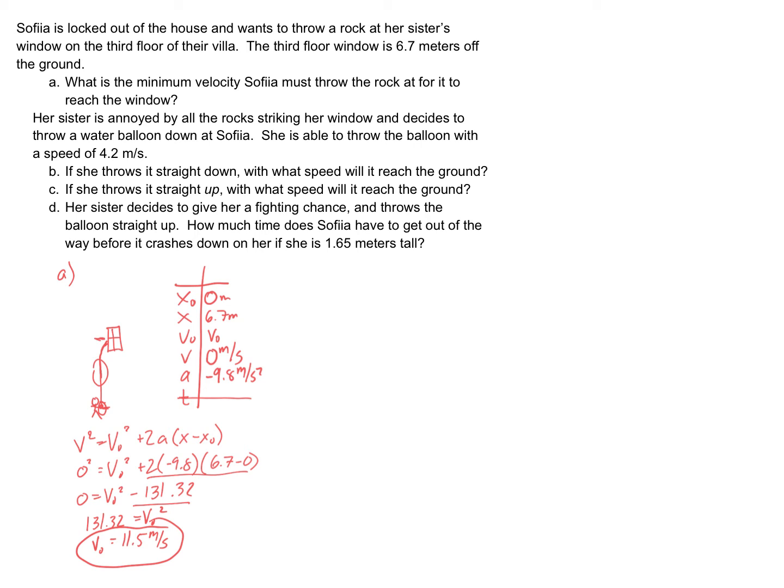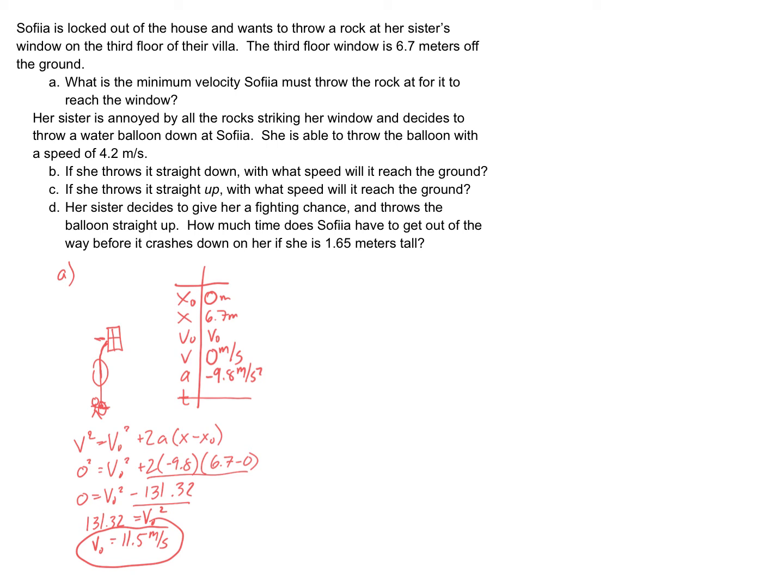Moving on, it then gives us a different scenario, different situation, different information. Her sister is annoyed by all the rocks striking her window and decides to throw a water balloon down at Sophia. She's able to throw the balloon with a speed of 4.2 meters per second. If she throws it straight down, with what speed will it reach the ground?